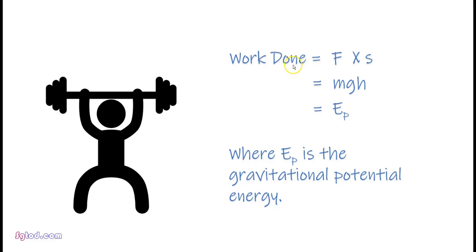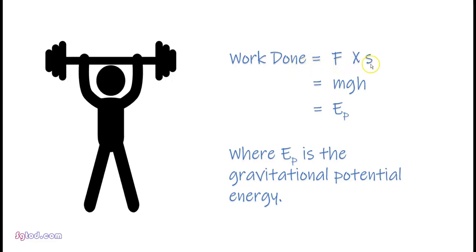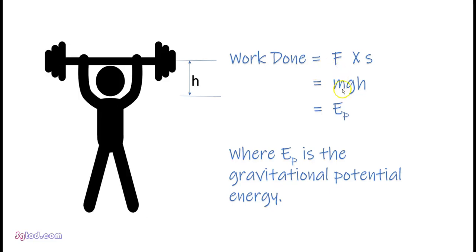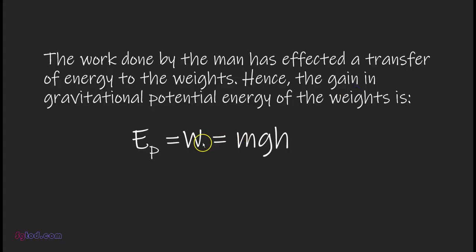The work done by the man is therefore the force exerted by the man multiplied by the upward distance, or the height h moved by the weights. The force exerted by the man is effectively the total weight of the barbell and weight plates, and that is given by the total mass m multiplied by g, the gravitational field strength. This work done by the man has effected a transfer of energy. Let's call it EP. EP is therefore also equal to mgh joules.